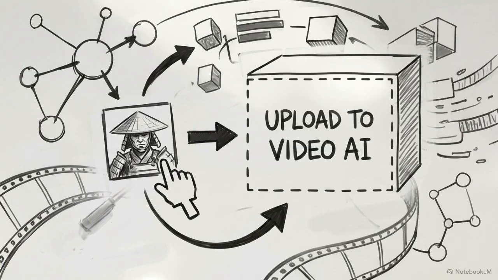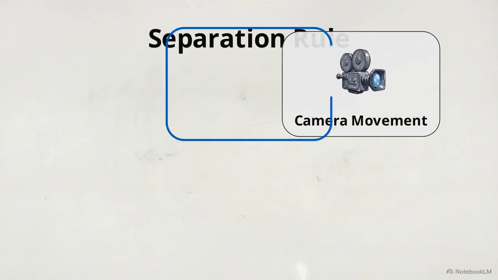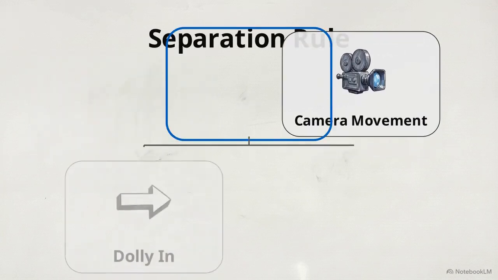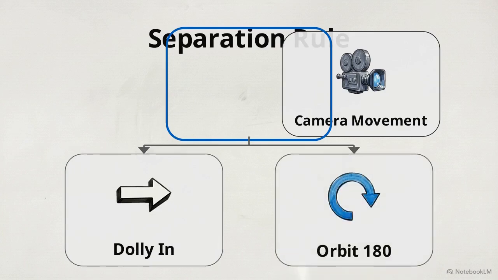Step 3 is cinematic video generation. Take that base image and upload it directly into your AI video platform. Apply the separation rule to your text prompt. Explicitly divide the character's action from the camera's movement. For the camera, use standardized cinematic terms. Tell the system to execute a slow dolly in or an orbit 180 around the subject.